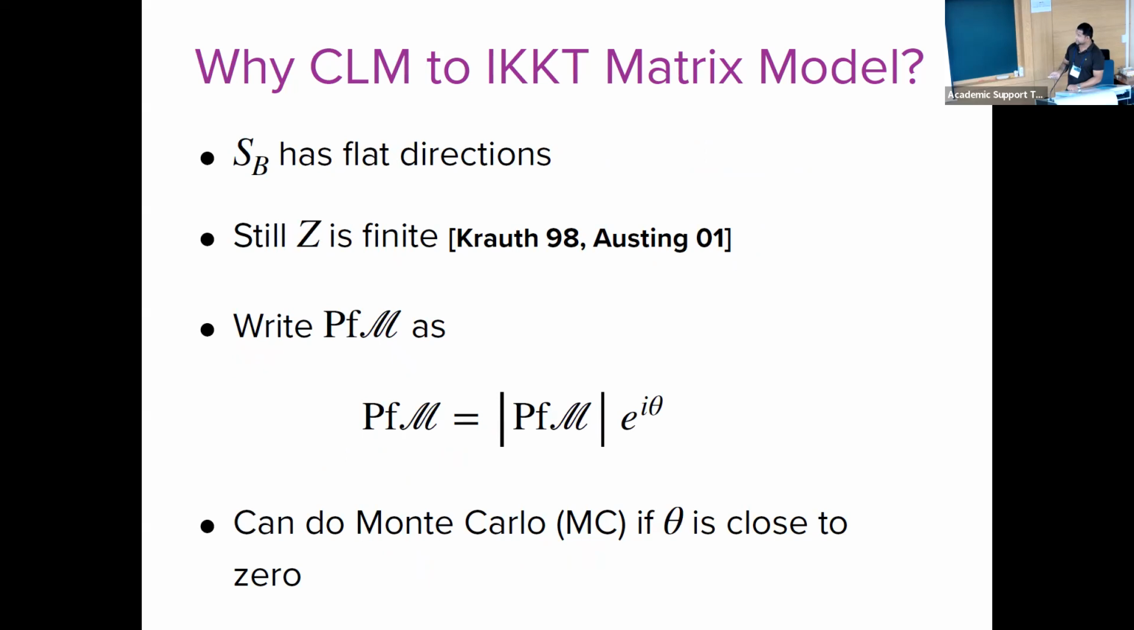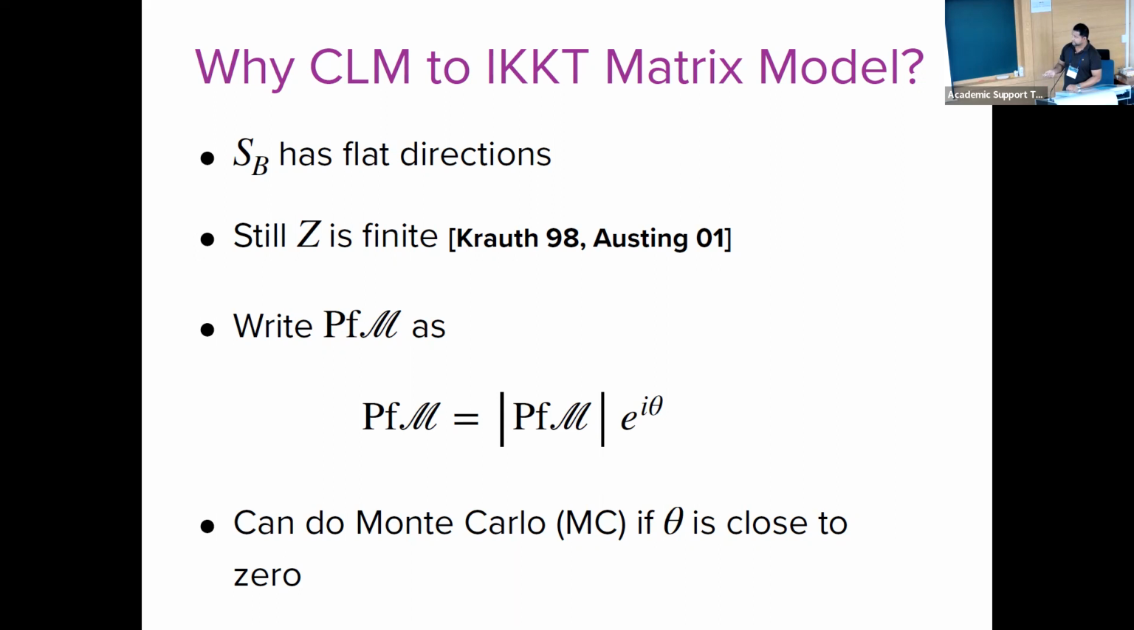Now the bosonic action is the trace of the commutator of x with x, squared. So there are configurations where these x's commute, and these are known as flat directions. The bosonic action has flat directions, but the partition function is still finite, even with flat directions. This was shown in these papers. So in the IKKT model, we can have a finite partition function.